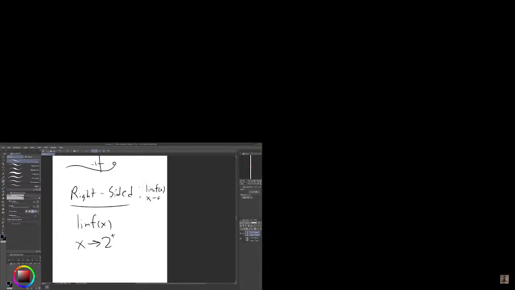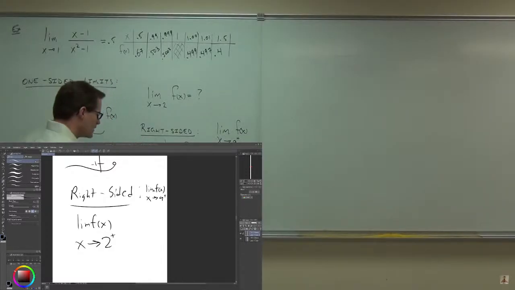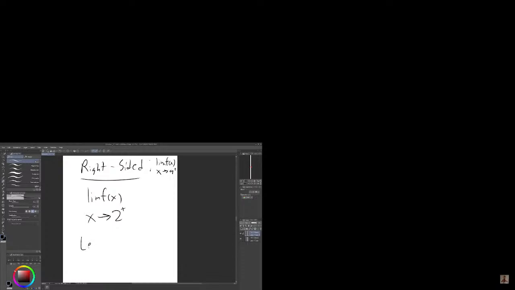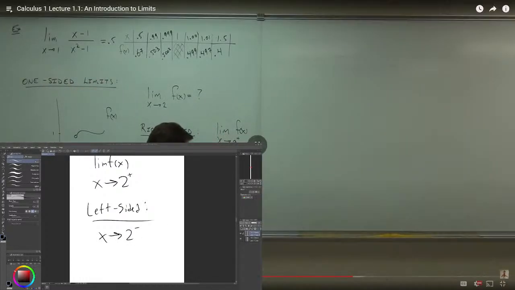What do you think a left-sided limit is going to have? Ooh, you guys are geniuses. Exactly. Yeah, left-sided limit would be a limit of f of x, sure, as x approaches a certain number. In our case, our certain number is 2. And that little minus or negative is from the left. In general, we'd have the same situation, only from the left.